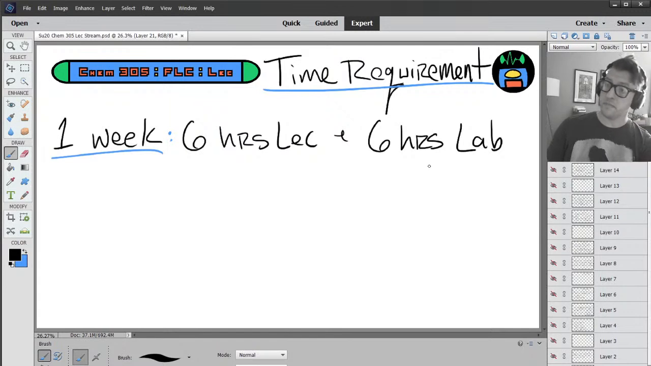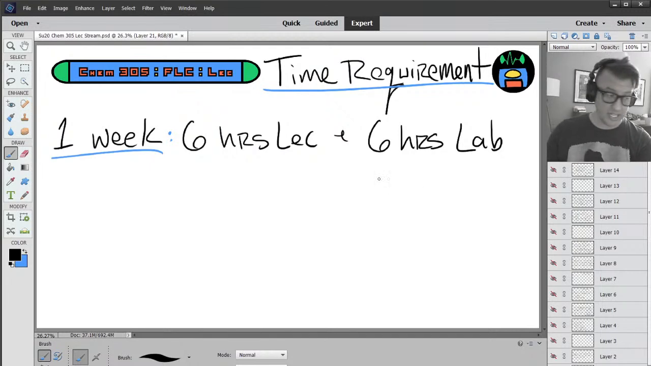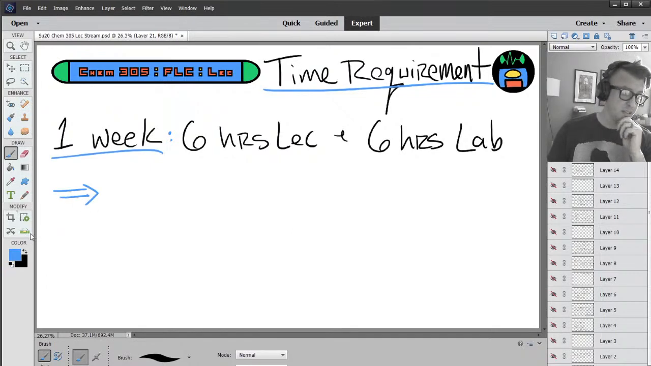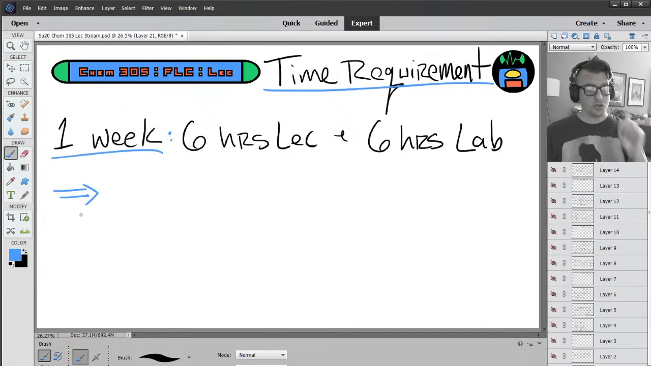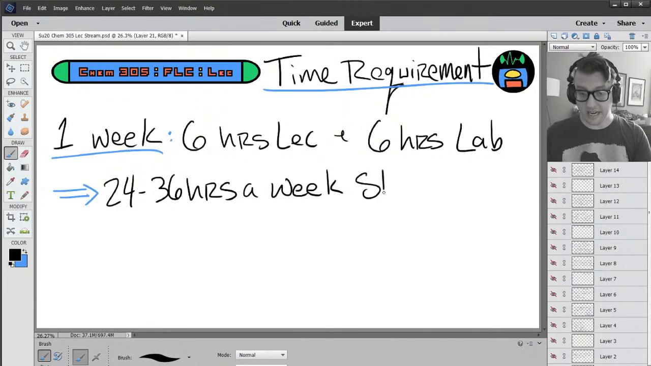as a general rule of thumb, you look up anywhere on the internet. If you're trying to find how much time should I spend studying outside of class for the time I've spent in class, general rule of thumb, you should spend 2 to 3 hours studying outside of class for every hour spent in class. So listen, in addition to the 12 hours between lecture and lab, that means that you should spend 24 to 36 hours a week studying.